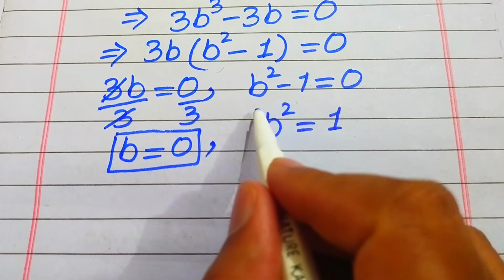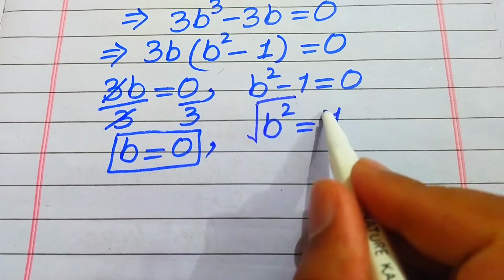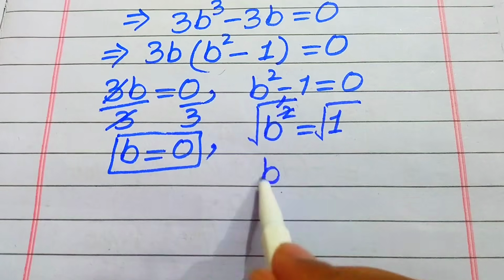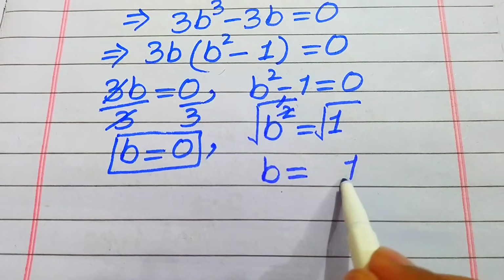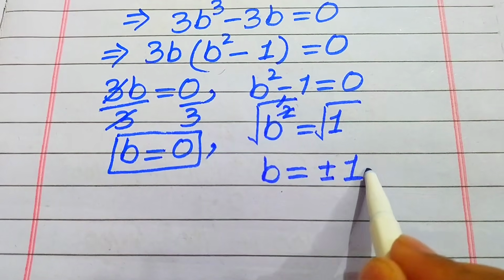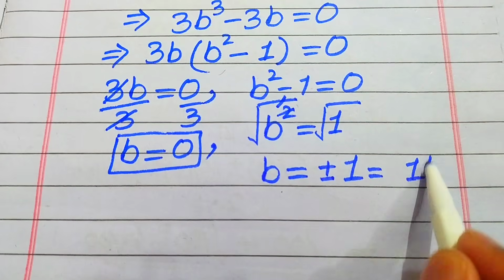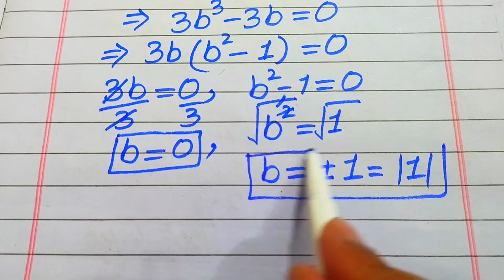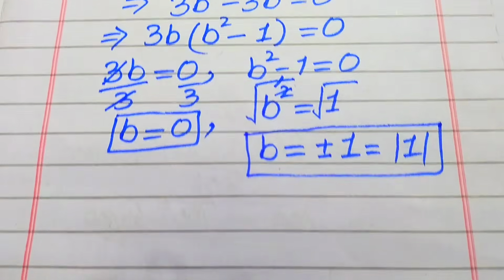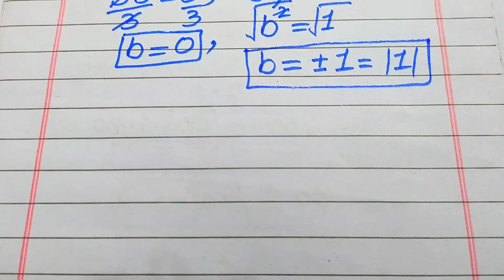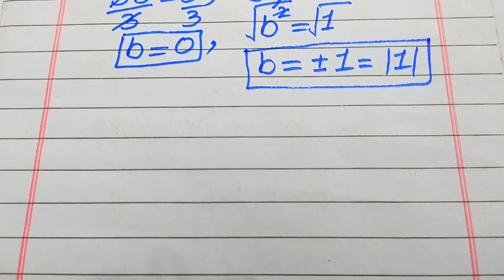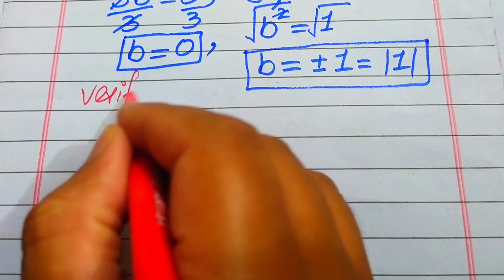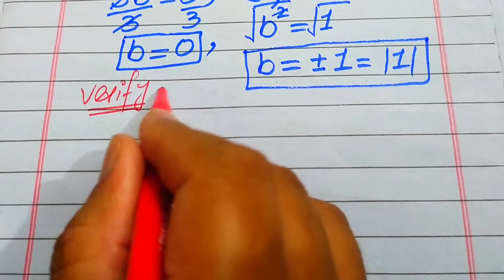And for the values of b, we take the square root on both sides, and when we apply the square root on both sides, the square and square root are gone, and we get b equals plus minus 1, or we know that plus minus 1 equals modulus of 1. So these are the other two roots of the given equation which we get from the first method. And in the next step, we need to verify whether these roots are solutions, or whether these roots are extraneous roots.